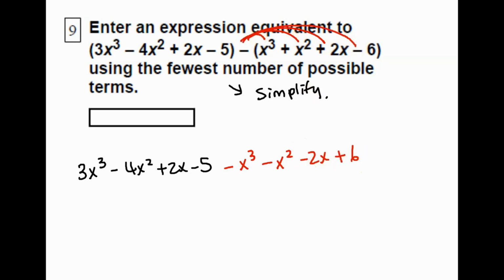Now all you're going to do is simplify without thinking about subtracting the group. If I do so, 3x cubed has a like term with negative x cubed. If I combine them, you will get 2x cubed. Negative 4x squared with negative x squared, when I combine them, becomes negative 5x squared. 2x minus 2x, they become 0, so I'm not going to write it. Negative 5 plus 6 will be 1. So I know 2x cubed minus 5x squared plus 1 will be my answer for number 9.